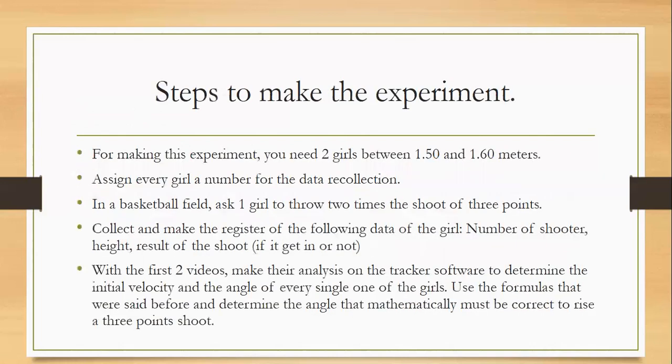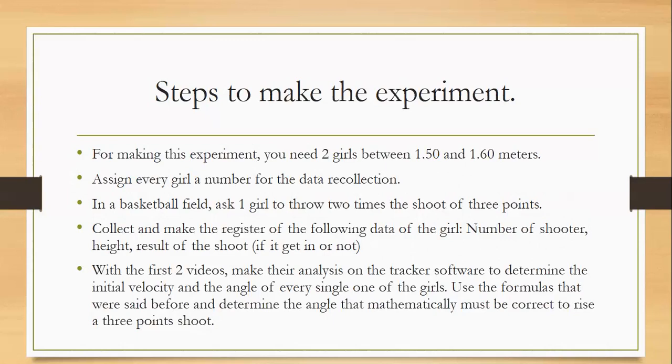Steps to make the experiment. First, you need two girls between 1.50 and 1.60 meters. You have to assign each girl a number for the data collection. In the basketball field, you have to ask girl one to throw the three-point shot two times. You have to register the number of the shooter, the height, and the result of the shot. If it goes in, it is positive; if it didn't, it is negative.